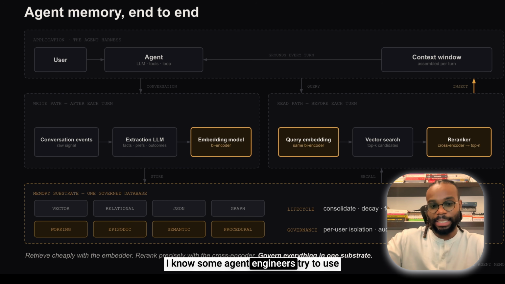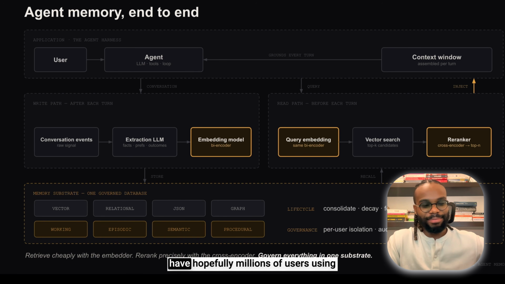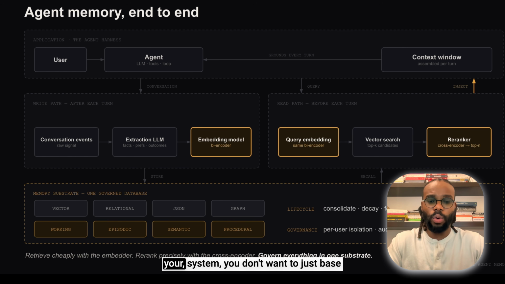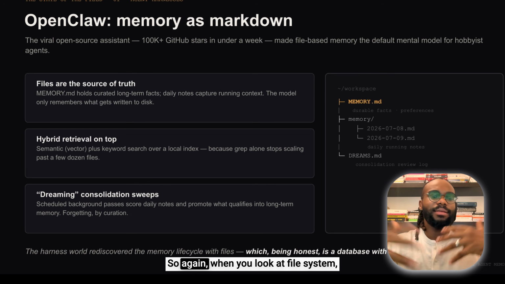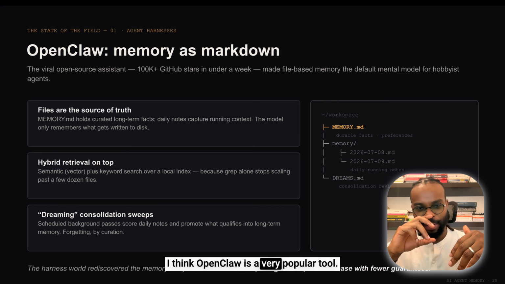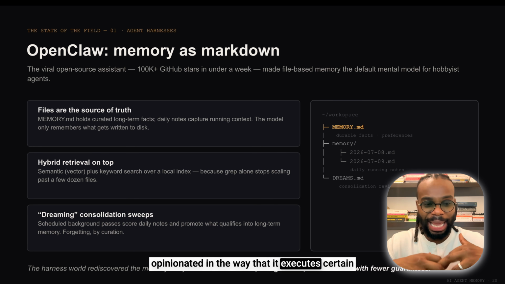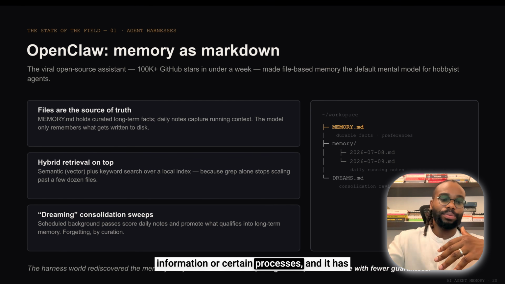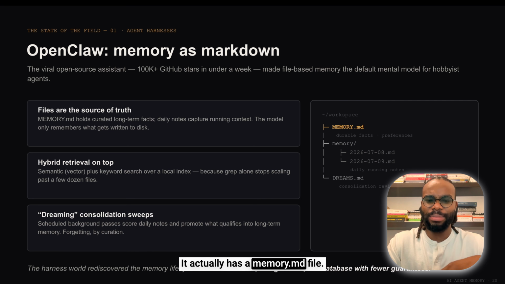I know some agent engineers try to use file systems as well, but if you're actually going to build a production workload and have hopefully millions of users using your system, you don't want to base it all on file system based memory. That doesn't scale and it's not secure. When you look at file systems, I think OpenClaw is a very popular tool. It's an agent harness that is opinionated in the way that it executes certain processes, and it has its own way of storing memory. It actually has a memory.md file.